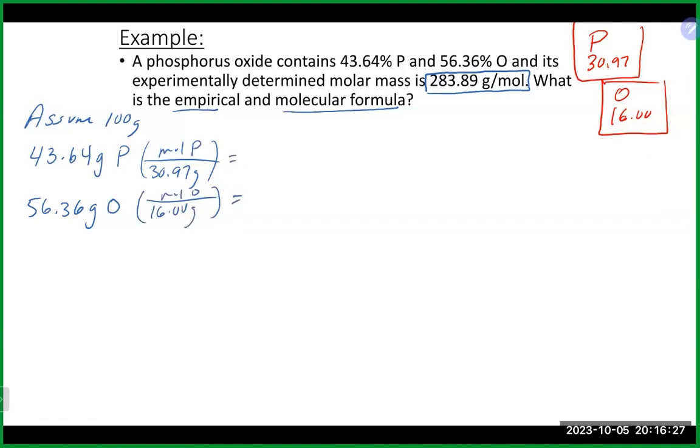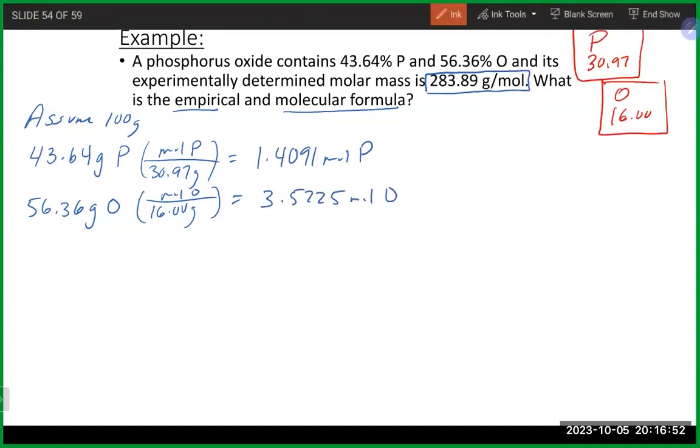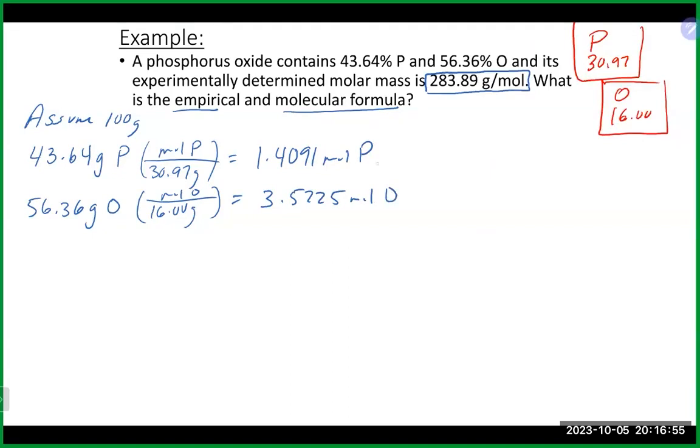That's going to give us, for the phosphorus here, 43.64 divided by 30.97, we'll call it 1.4091 moles of phosphorus. For our oxygen, 56.36 divided by 16 on our route here to our empirical formula, 3.5225 moles of oxygen. We're going to divide by the smallest number of moles, which in this case looks like it is the phosphorus. So we'll divide everybody by the moles of the phosphorus. Again, we always divide by the smallest number of moles here.